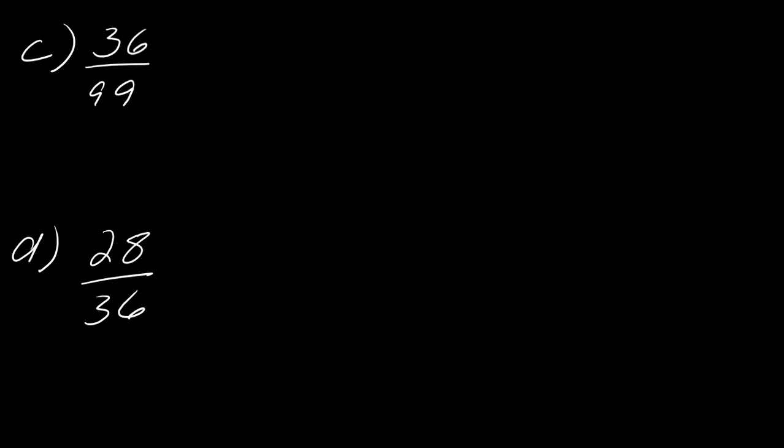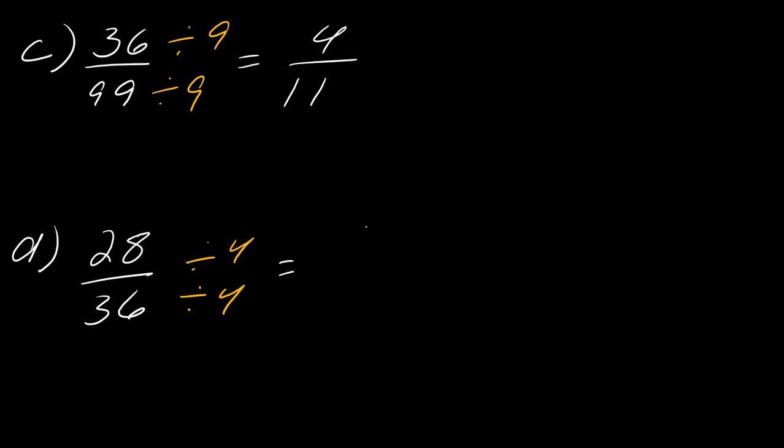For part C, I have 36 over 99. Again, the first number that jumps out at me is that I can divide the top and bottom by 9. So this will become 4 over 11, and that's all I can do for this one. For the next one, I have 28 over 36. The first number that jumps out at me is a 4. So I'm going to divide the top and the bottom both by 4. Whatever I do to the bottom, I'm going to do to the top. 28 divided by 4 is 7, and 36 divided by 4 is 9, and so that is as far as I can reduce that one.